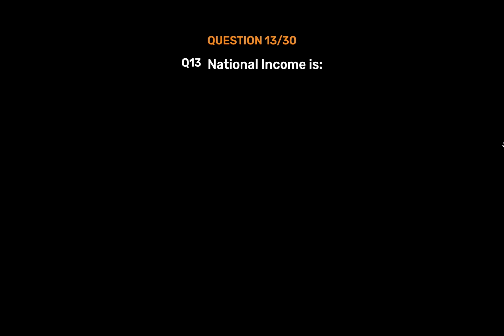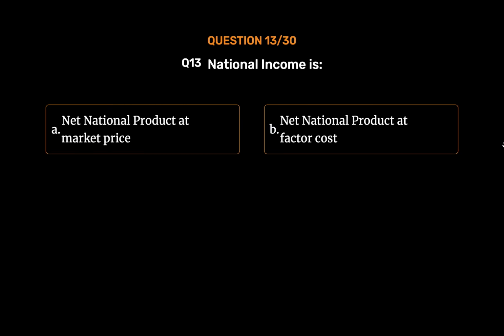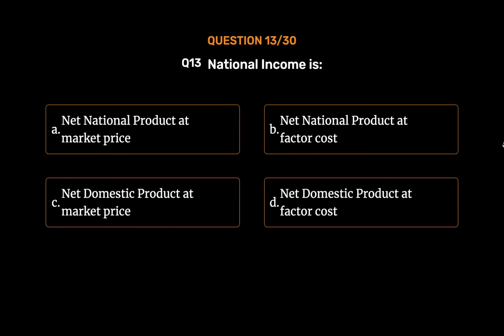Question number 13. National income is Option A. Net national product at market price. Option B. Net national product at factor cost. Option C. Net domestic product at market price. Option D. Net domestic product at factor cost. The correct answer is Option B. Net national product at factor cost.